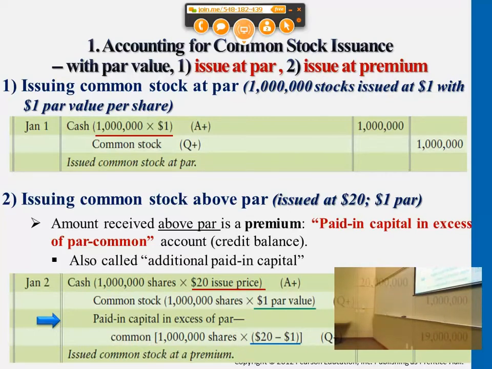Now the debit side for the cash part here is always the market price or the issue price times the number of shares. In the first example, the market price is the same as par, so it's $1, and you're collecting $1 million. In the second example, the issue price, the market price, is $20, and you're issuing 1 million shares, for example, then you're getting $20 million. On the right-hand side, we want to separate what part is the face value and what part is above face value. This part that is above is oftentimes also called issuing common stock at a premium. Premium means the dollar amount above the par value.